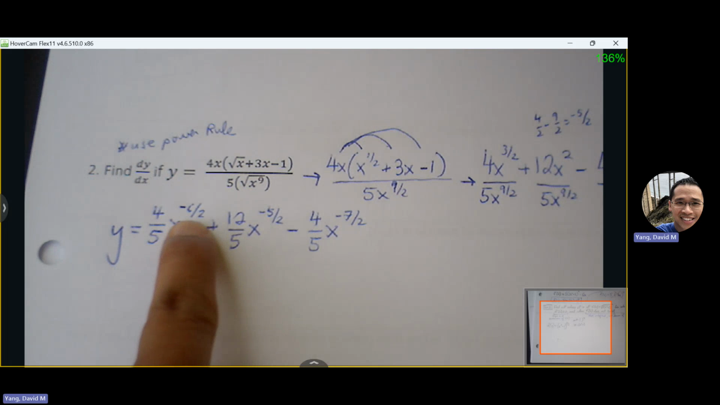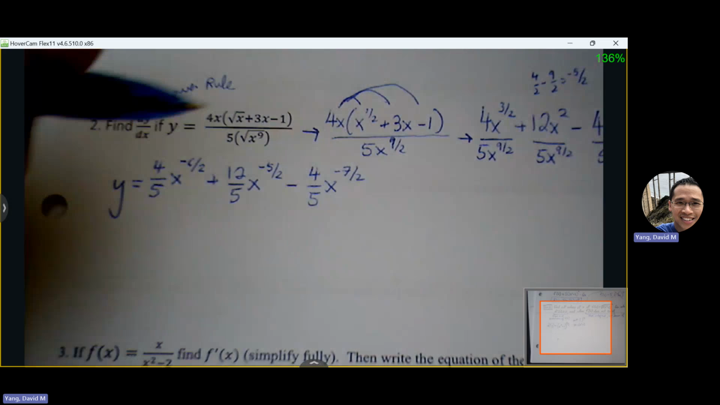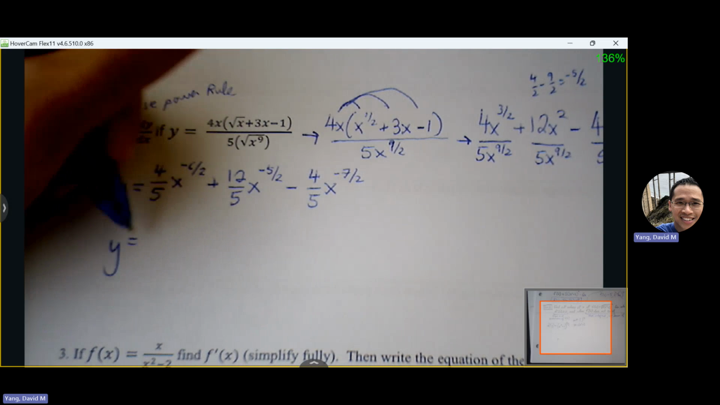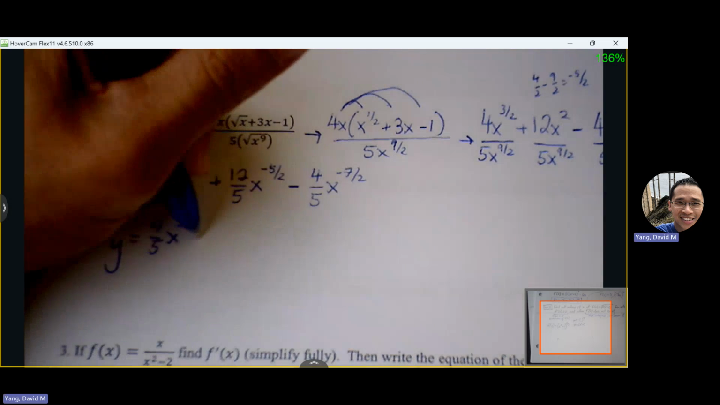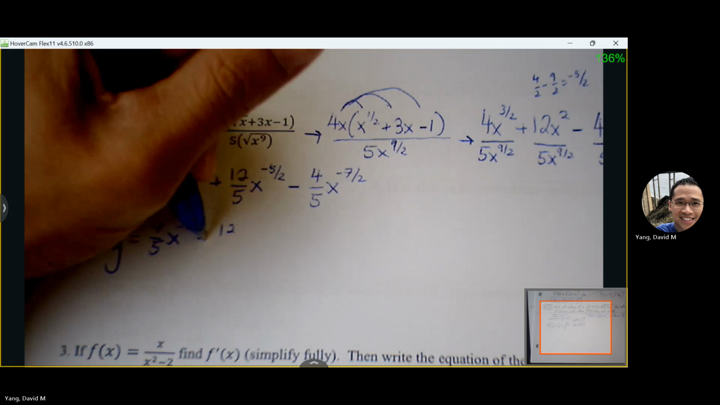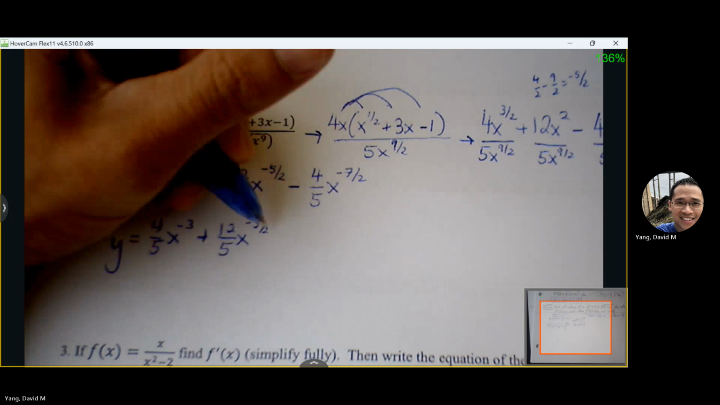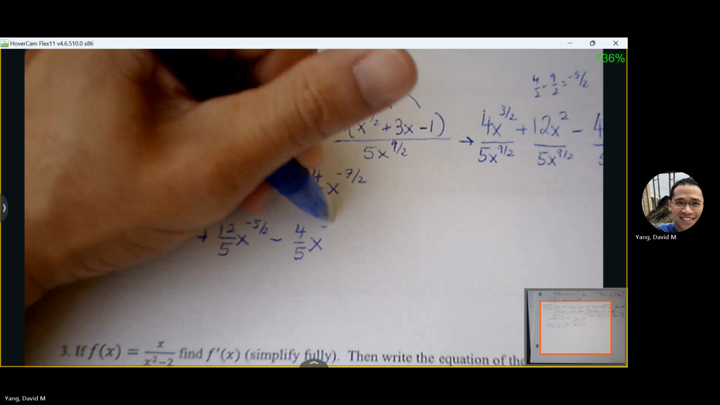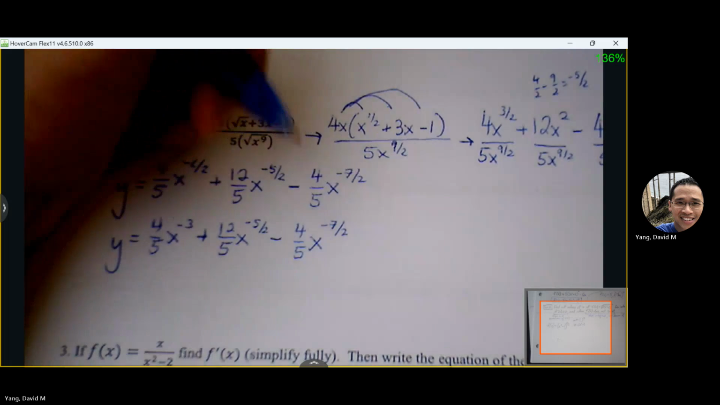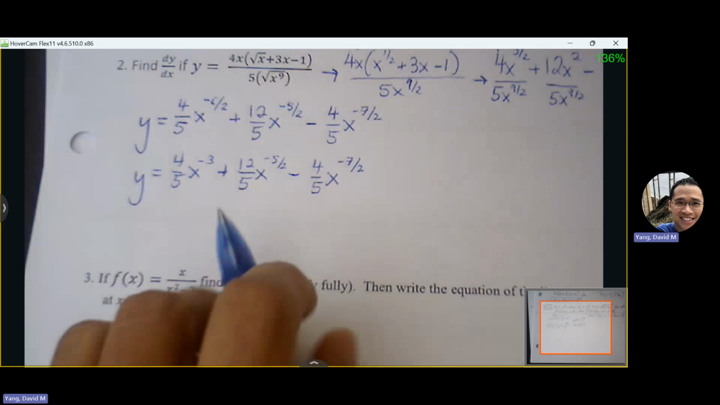I'm going to clean that up a little bit more. That -6/2 is actually going to be what? That's just -3, so I don't have to hold on to that fraction there. So I'm going to rewrite it one more time, and then we can do power rule. Okay, so now we're ready for power rule.